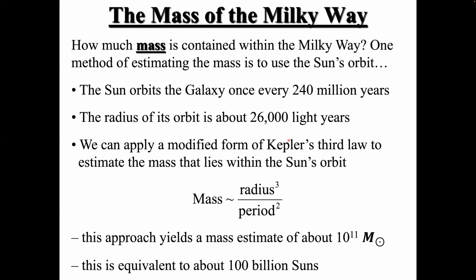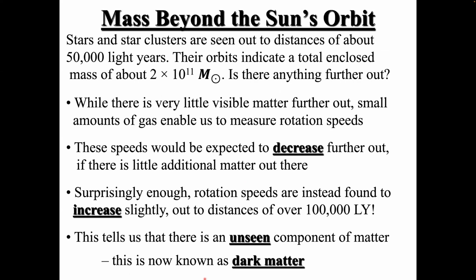And if you plug these values in, you will get the mass of the Milky Way. The approximate estimate is about 10 to the power 11 solar masses, which is equal to 100 billion suns. And actually, if you look at the mass even beyond the sun's orbit, because the Milky Way extends even beyond that, and you include the total mass that way, then the total mass will be 2 times 10 to the power 11 solar masses.